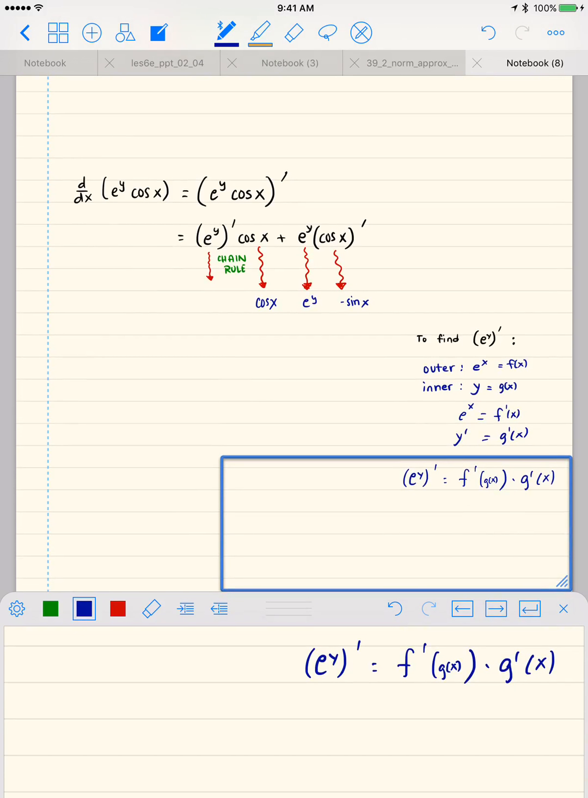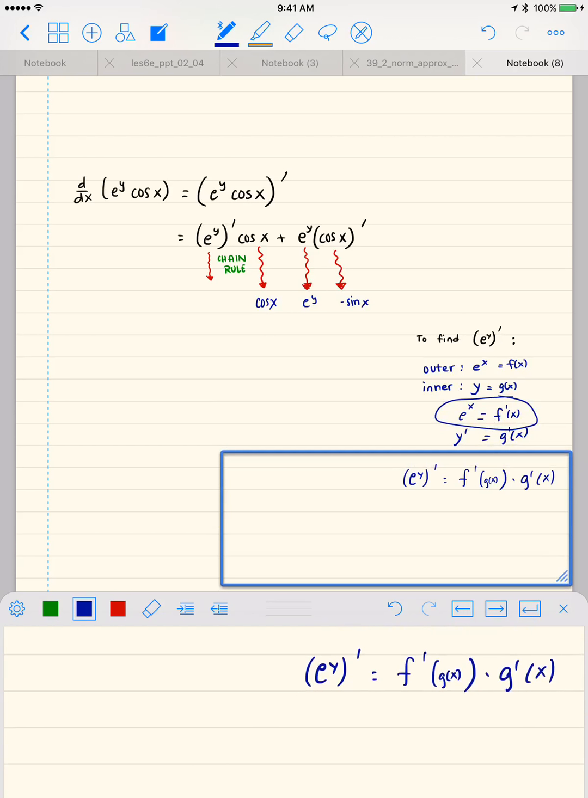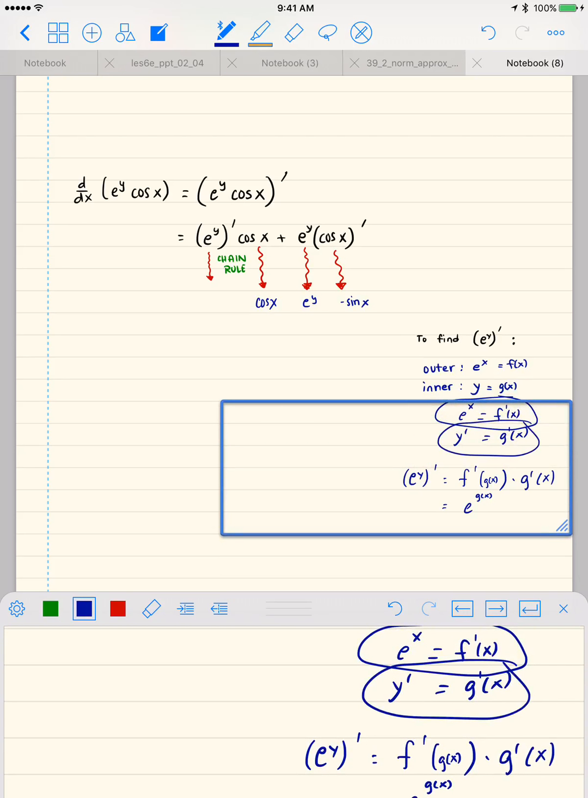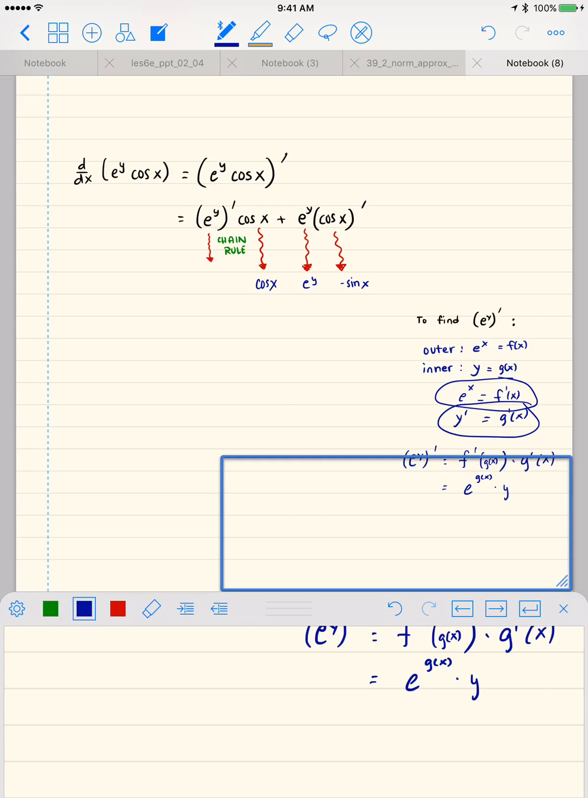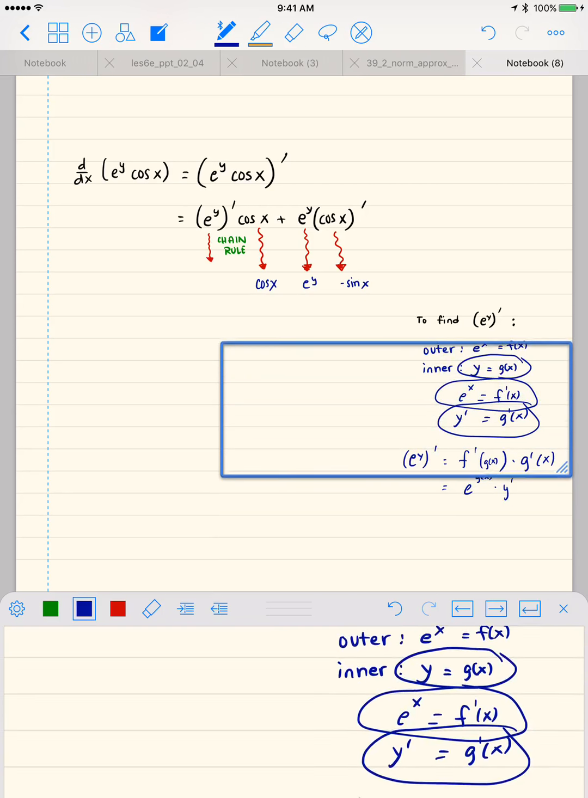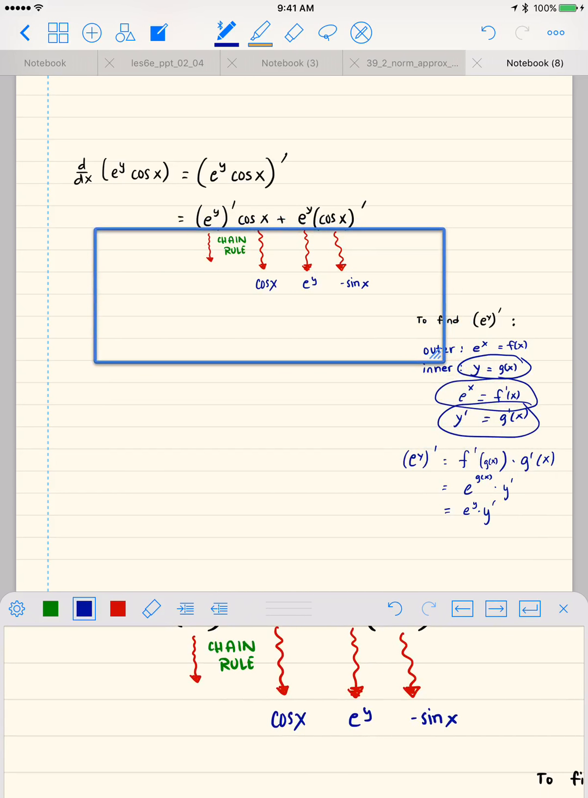So we have f prime of g of x. What is f prime? F prime of x is equal to e to the x. So we'll have here e to the g of x, and then g prime of x, that's just y prime. And now what is g of x? G of x is y. So this is going to equal e to the y times y prime. So up here, e to the y times y prime.